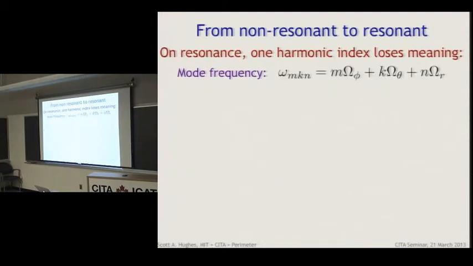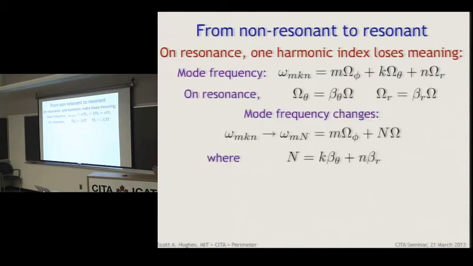Okay, how does this change when I go from non-resonant to resonant? In all of this, my mode frequencies are just harmonics of the three fundamental frequencies. As I enter a resonance, two of these frequencies become commensurate. They're related by some simple ratio of integers. And what this means is that two of my harmonic indices lose meaning. They get sort of subsumed into one.